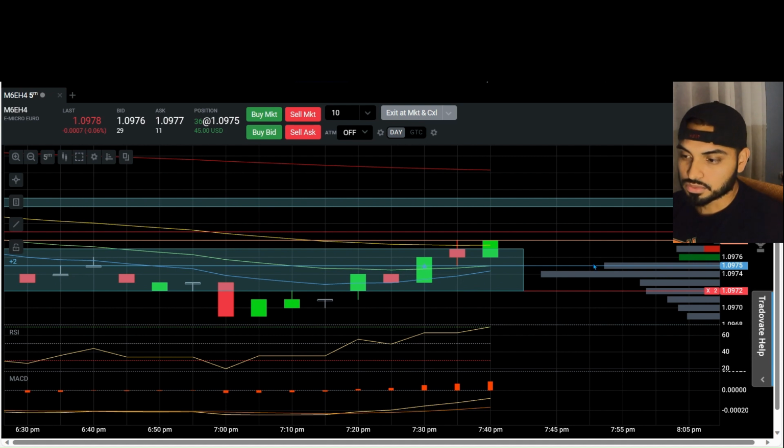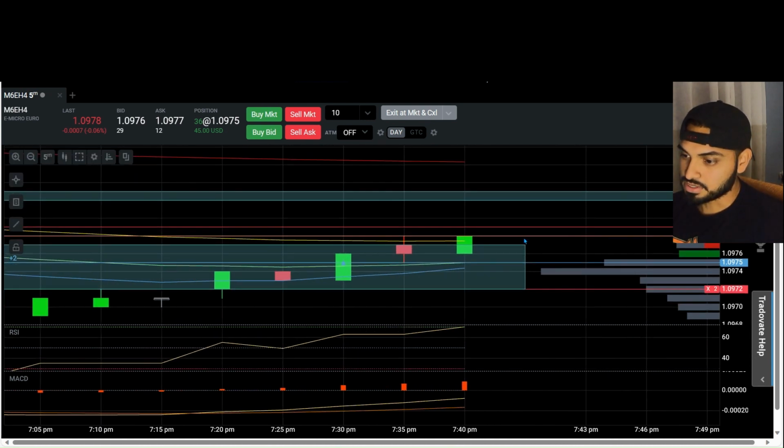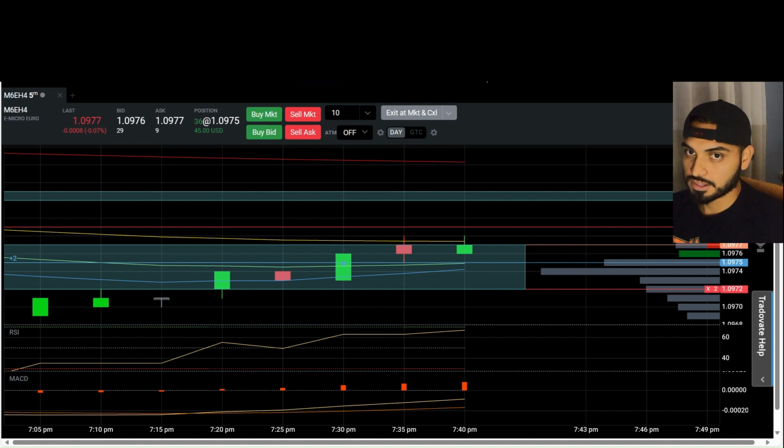We're about 1 tick away. It might not get filled because of the volume. That does happen sometimes. It'll reach your take profit and you won't get a fill.